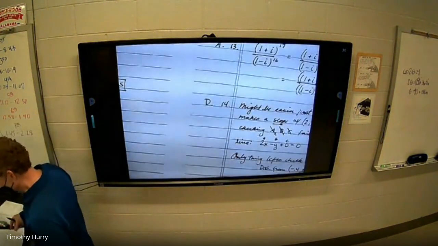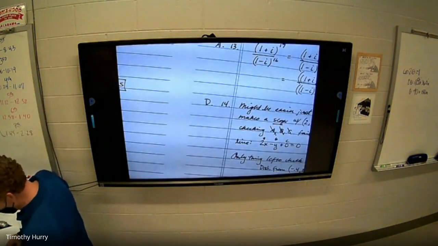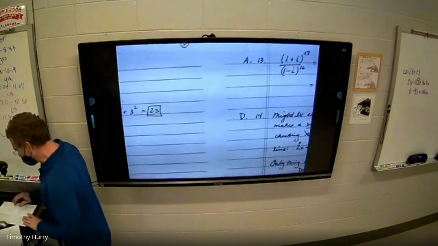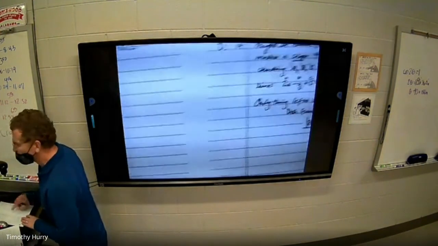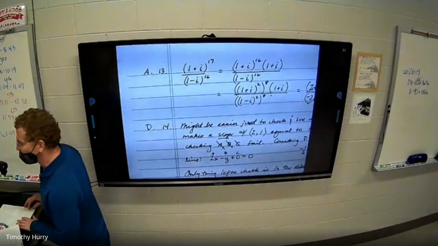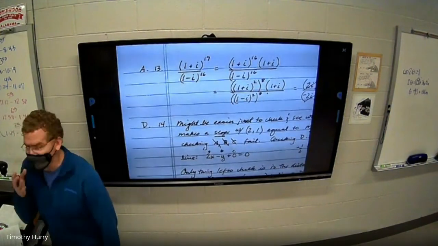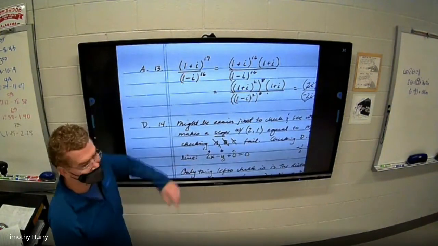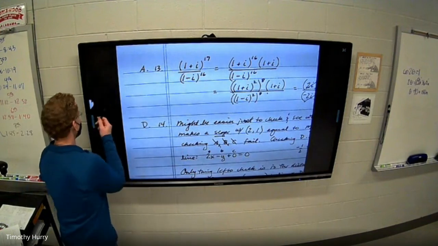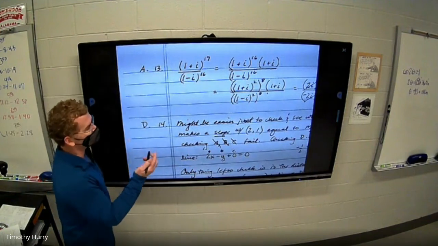Yep. So 13 says just simplify that. So where am I? 13. Okay, so 13, to simplify it, I've noticed some things about 1 plus i's. And I have this memorized. And if you don't have it memorized, just remember that you can do it.